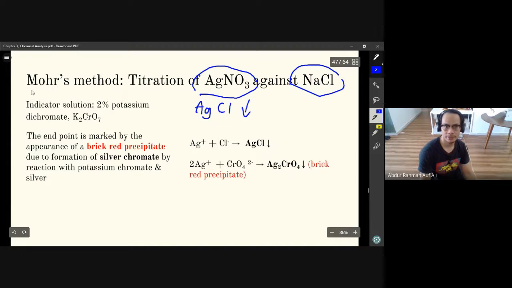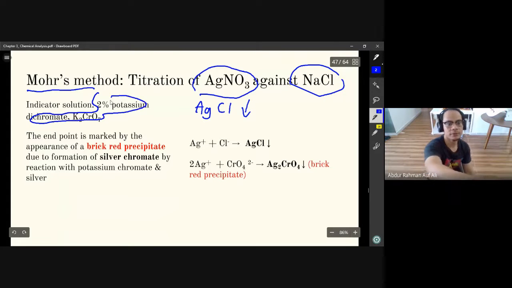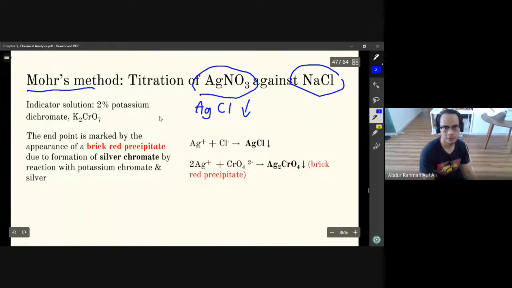So what is the indicator dalam Mohr's method? Dia guna 2% potassium dichromate. This is the indicator. Okay, dia guna 2% potassium dichromate.